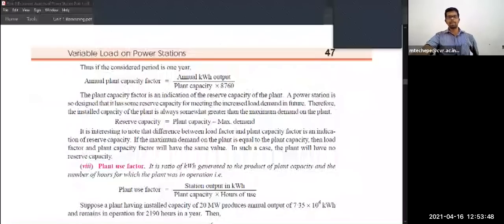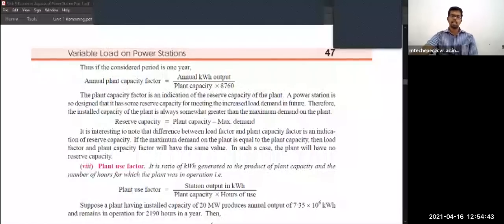So how to calculate the reserve capacity? Reserve capacity, a plant capacity factor, is an indication of the reserve capacity of the plant. A power station is so designed that it has some reserve capacity for meeting the increasing load demand in the future. Therefore, the installed capacity of the plant is always somewhat greater than the maximum demand of the power plant. So reserve capacity is equal to plant capacity minus the maximum demand. So plant capacity, say for example, plant capacity is 1000 megawatt. Maximum demand is 1100 megawatt. So you can easily analyze.